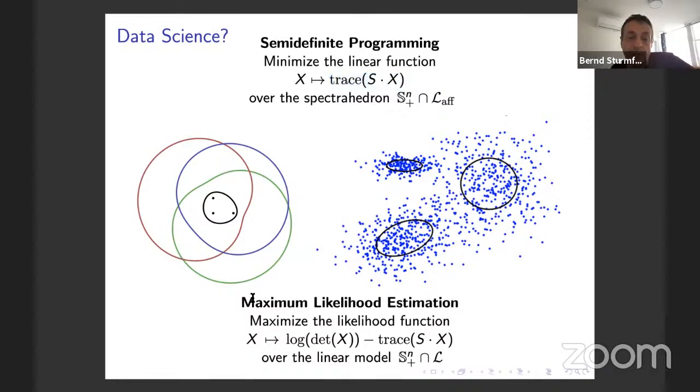Now, an optimization problem in statistics is MLE, maximum likelihood estimation. There, the goal is to maximize the likelihood function for a given matrix S. S is the sample covariance matrix of the data, and the likelihood function is the logarithm of the determinant. That's well defined because the determinant of a positive definite matrix is a positive number, minus the inner product. And this is over the cone, over the linear model. Okay. And this is another picture of a spectrahedron, and this is a picture of a mixture of three Gaussians for n equals 2.